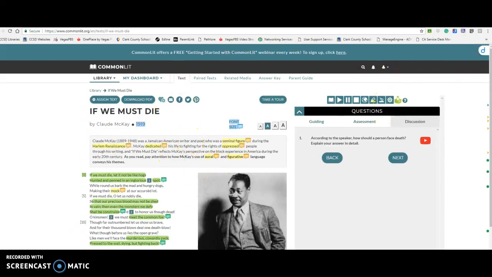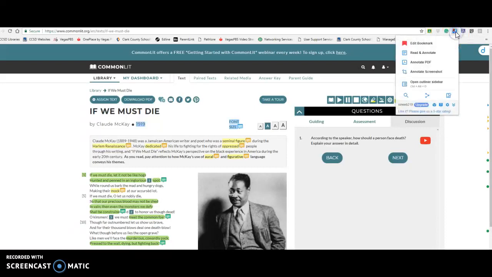And then finally, so you have your annotations, and then you want to email those annotations to me. And you can always go back to this. Okay? You're going to click here, share this page.